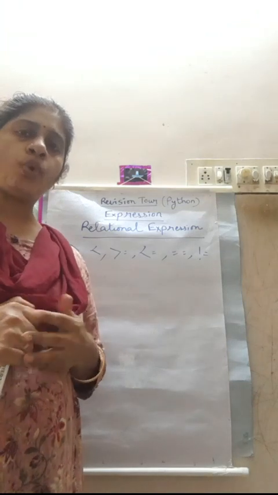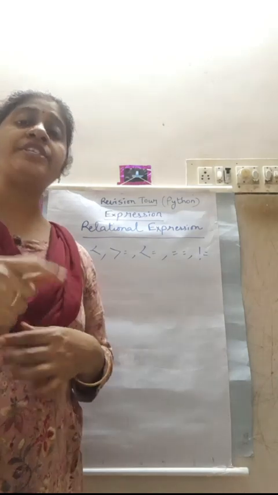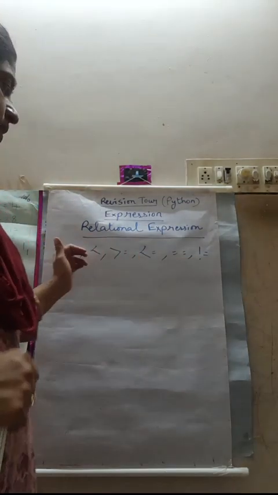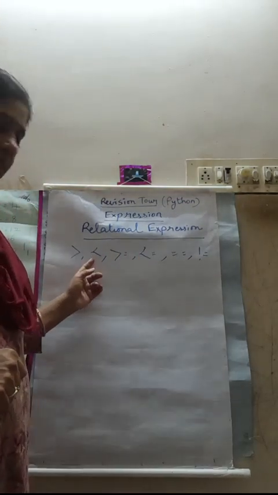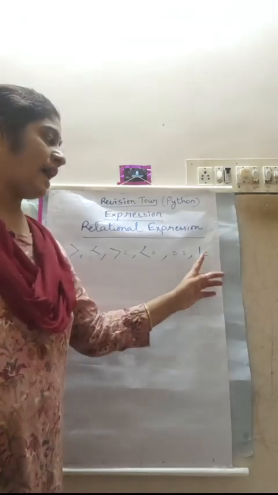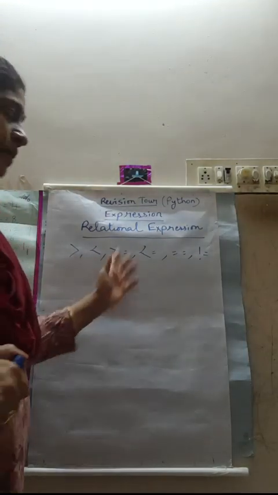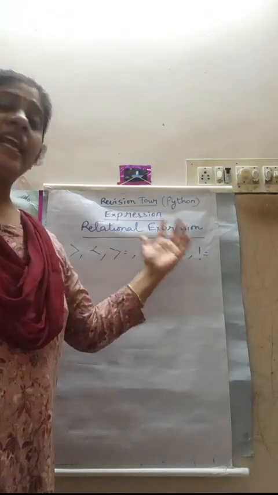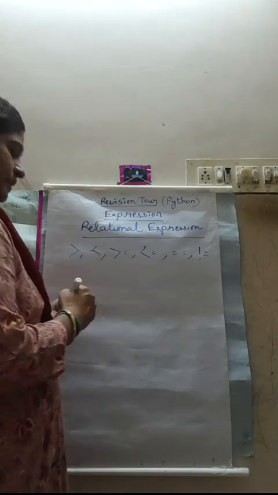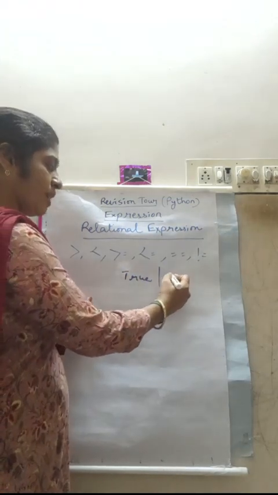Now we will see what relational expressions are. These are expressions which have relational operators in them. So what are the different relational operators? They are greater than, lesser than, greater than or equal to, lesser than or equal to, and not equal to. Relational expressions give you output as either true or false.